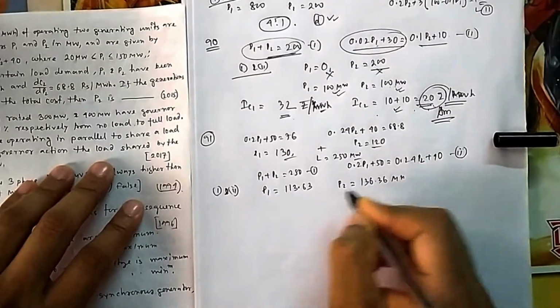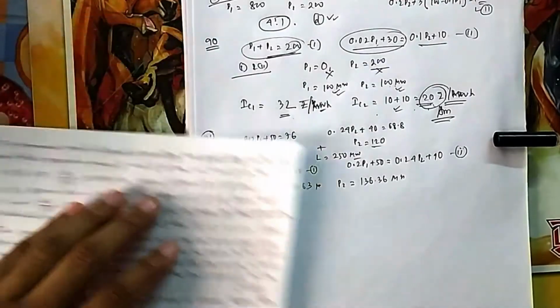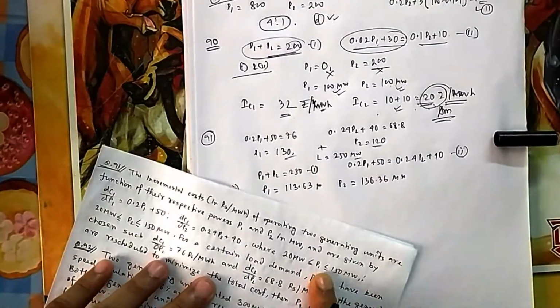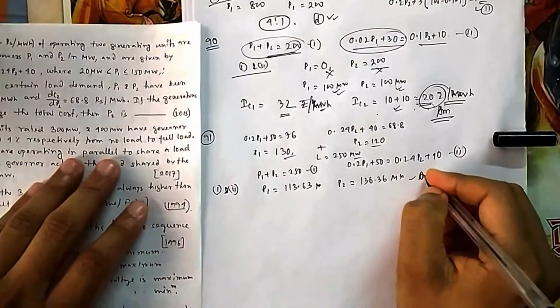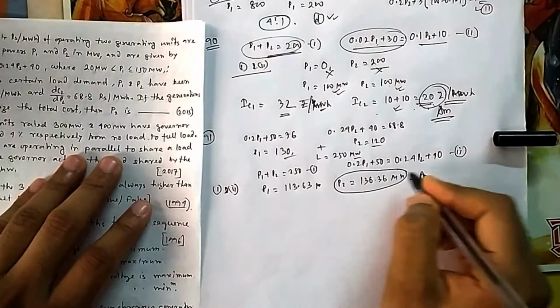Now you see whether they are in range or not. P1 is 113.6, okay, it is in the range. P2 is 136, that is also in the range. So obviously this is the answer. Now they are asking for the value of P2, so this one will be the answer.